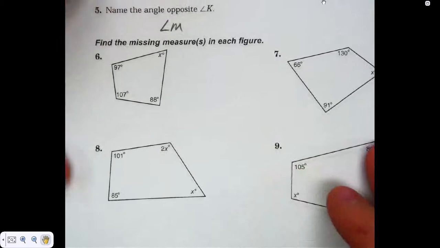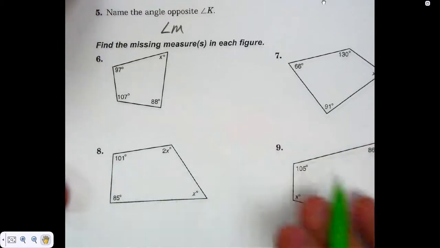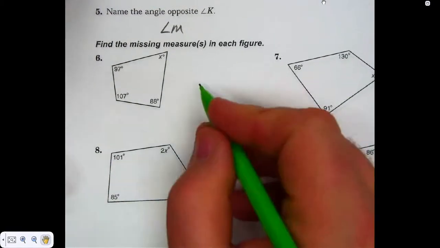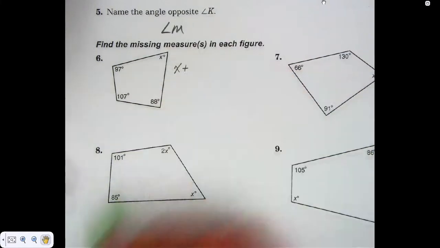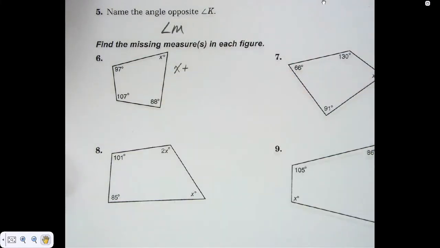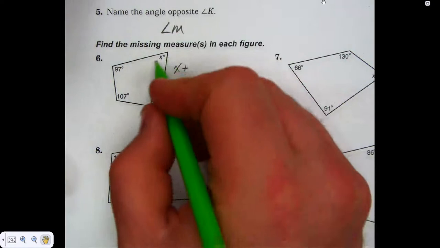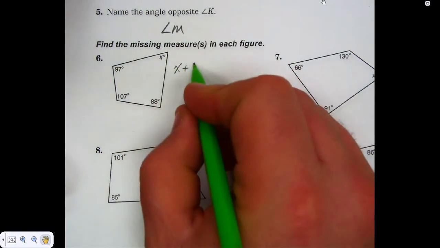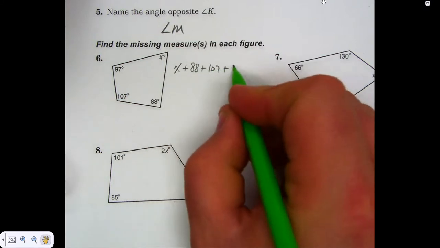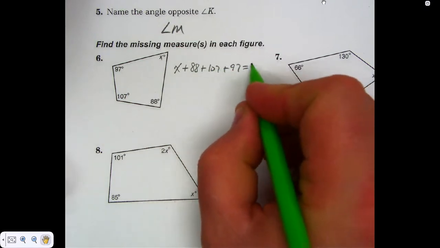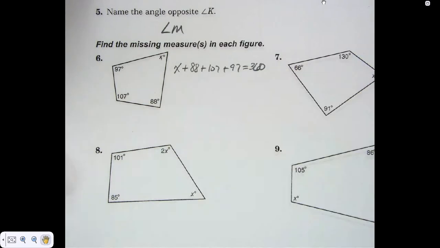What do you think they're going to have you do? Find the missing measure. What do we know about all of these? What do they add up to? So what I want to see on your papers to show me that you understand this concept, I know you could do this in your head, but what I want to see is if you can write it down. It's not that long to write. What do all these have to add to? X plus 88 plus 107 plus 97 should all equal what? 180. Or wait, 360.